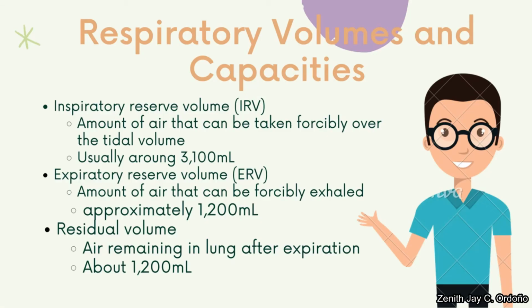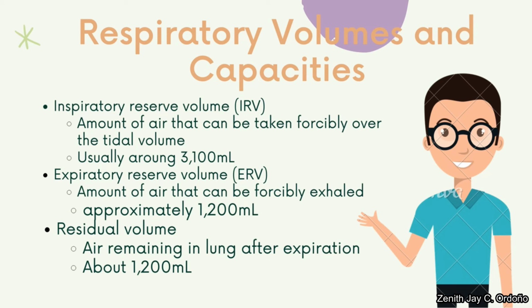Respiratory volumes and capacities. There are three kinds: the inspiratory reserve volume, expiratory reserve volume, and residual volume. Inspiratory reserve volume is the amount of air that can be taken in forcibly over the tidal volume, usually around 3,100 ml. IRV is the additional amount of air that can be inhaled after a normal inhalation.